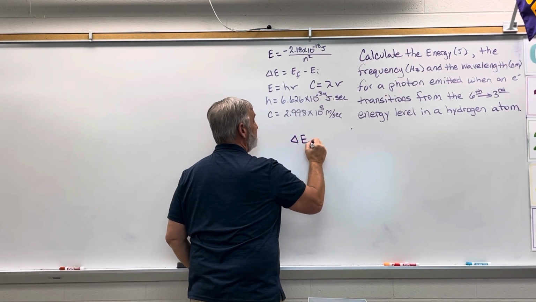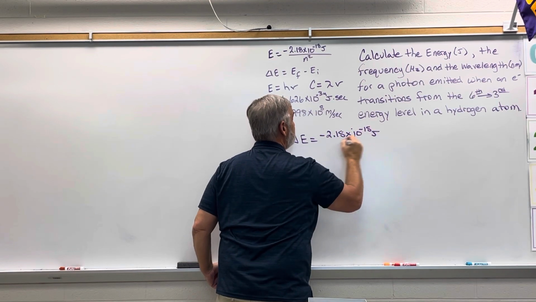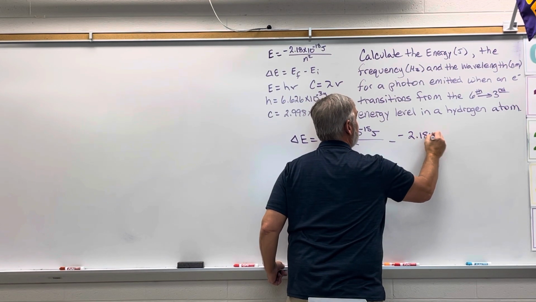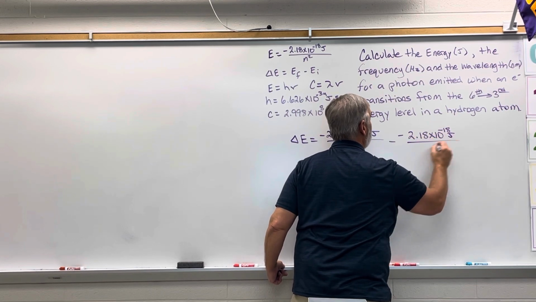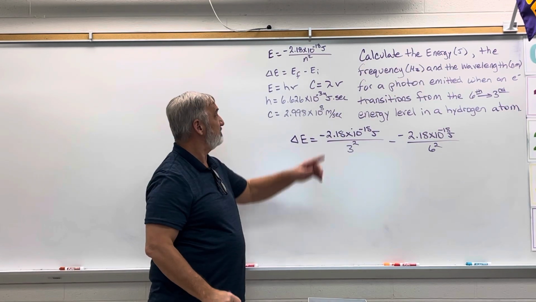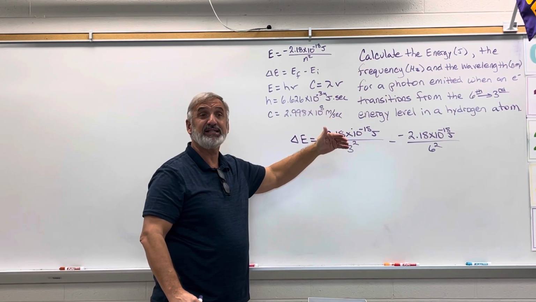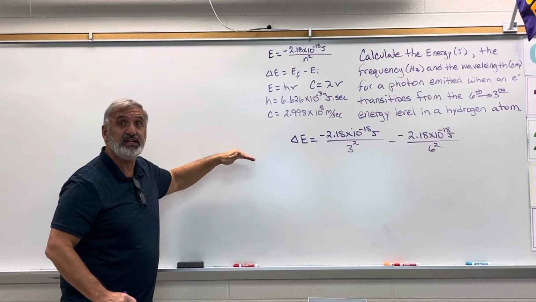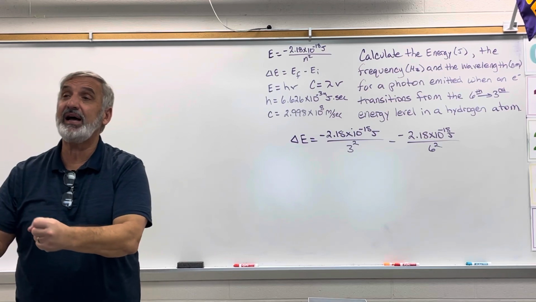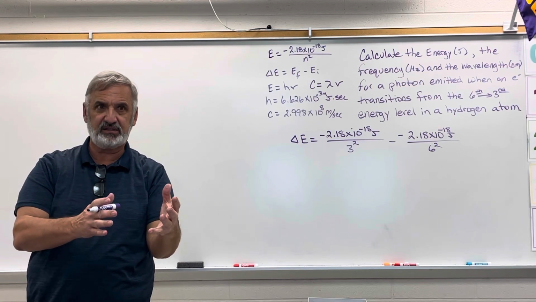So delta E is going to equal our final, negative 2.18 times 10 to the minus 18th joules divided by the final, which is 3 squared, minus negative 2.18 times 10 to the minus 18th joules over 6 squared. Final minus initial. Okay? A lot of people get it backwards. If you do it backwards, you're going to get a positive value. If you get a positive number, that's the energy of the photon needed to go from the third up to the sixth. Okay, that's what Alabama Power does. They supply the energy, but all energy is transferred to and from matter in the form of photons.